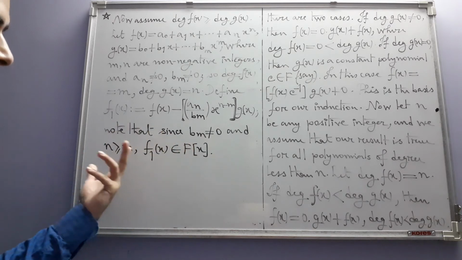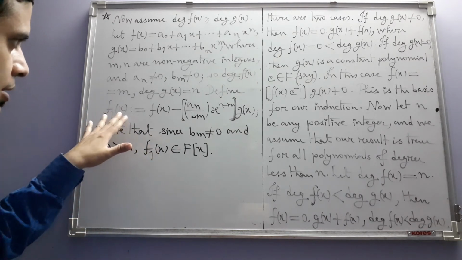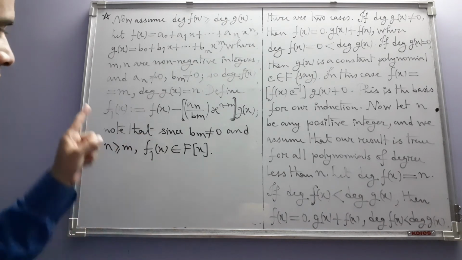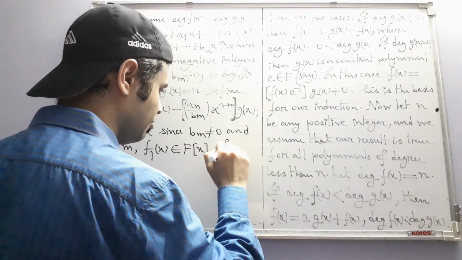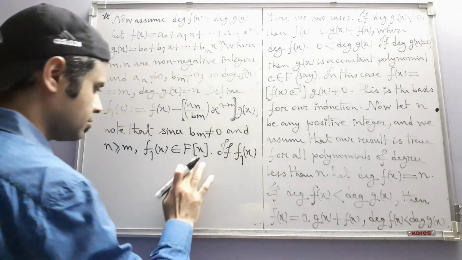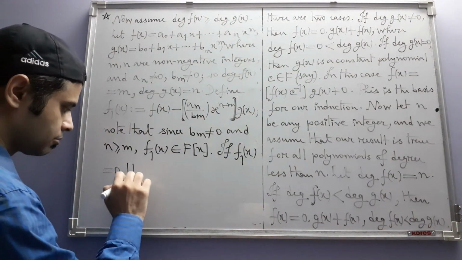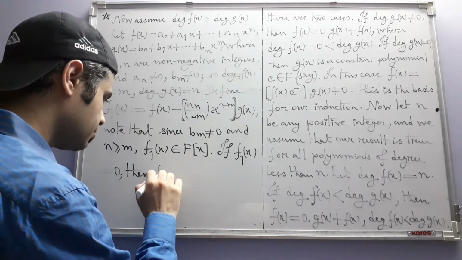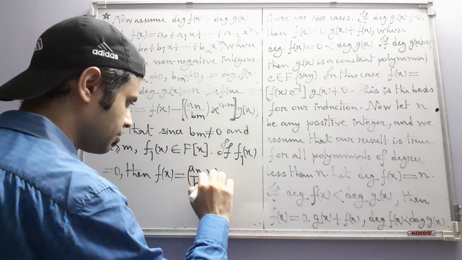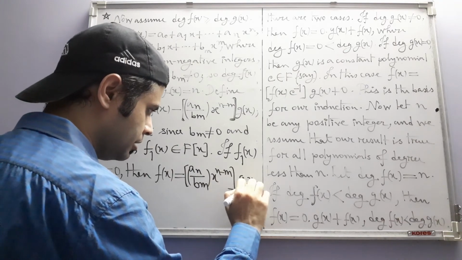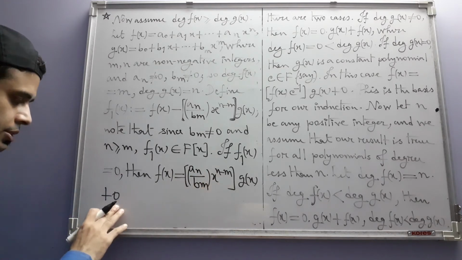What is the degree of f1(x)? We are not interested in that. Whatever f1(x) is, it has smaller degree than n, or it is equal to 0. Now here also again two cases come. If f1(x) is equal to 0, then this one is 0 means what? f(x) is equal to an divided by bm times x to the power n minus m times g(x) plus 0. So our assertion is true with this as quotient and 0 remainder.